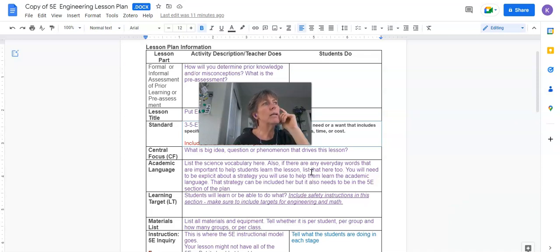But keep in mind that if you do K-2, you are going to have to go to the NGSS science standards, and you're going to have to choose the engineering standard for K-2. It's very similar to this one, but it should say K-2 ETS 1-1.